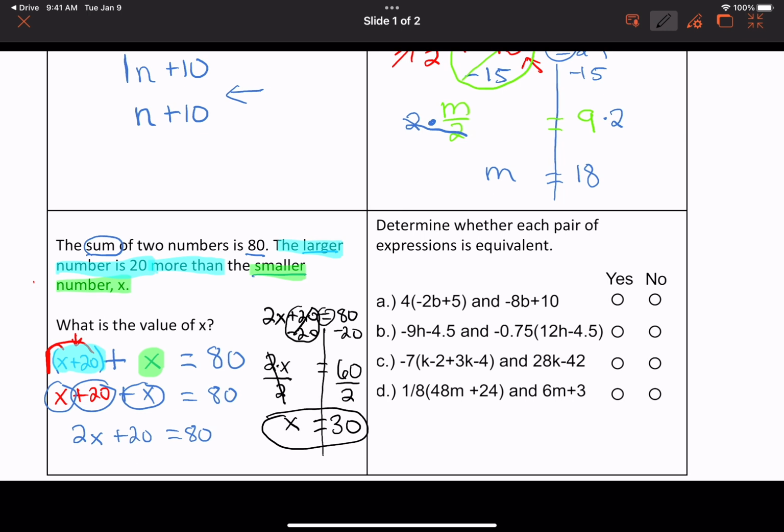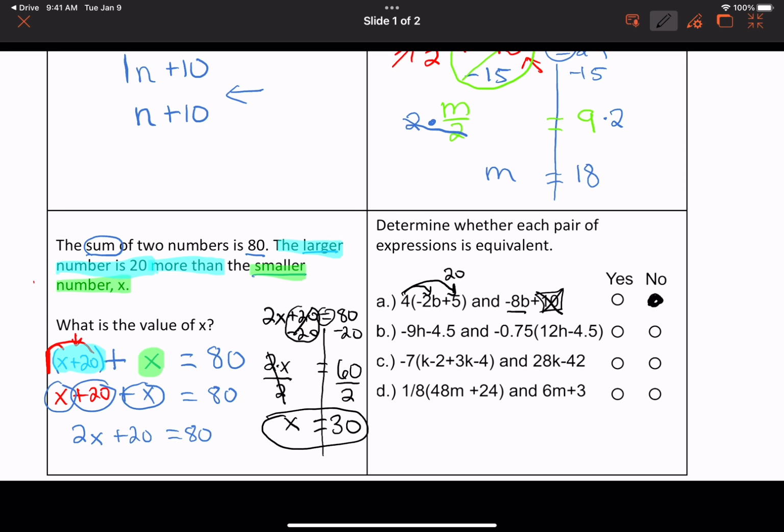All right, next. Determine whether each pair of expressions is equivalent. All right, well, let's see here. Are 4 times negative 2b plus 5 and negative 8b plus 10 equivalent? Well, if we were to distribute, what is 4 times negative 2b? That would give us negative 8b, and 4 times 5 would give us 20. But what we have over here is 10, so that's incorrect. So no, those aren't equivalent.